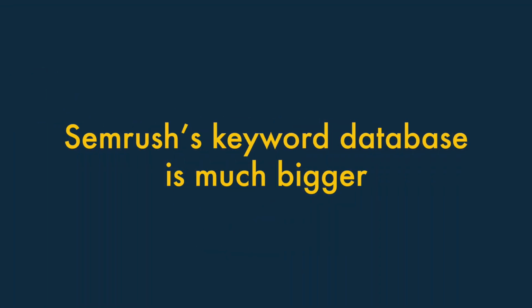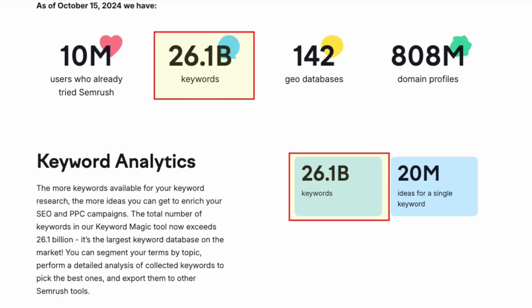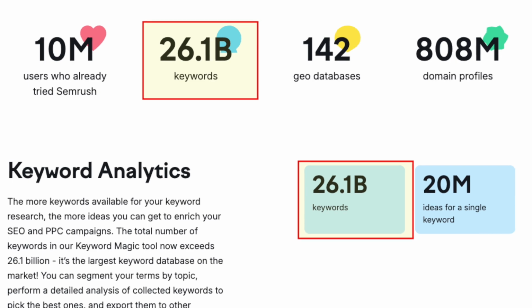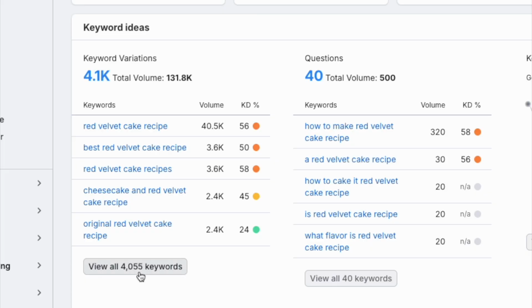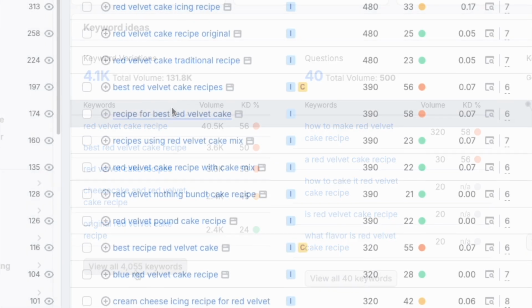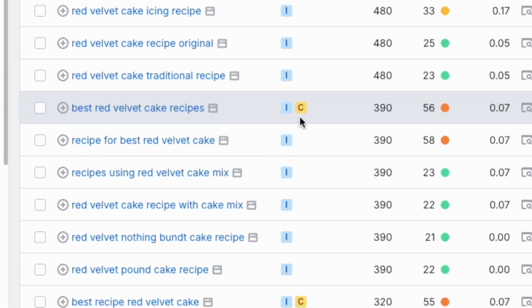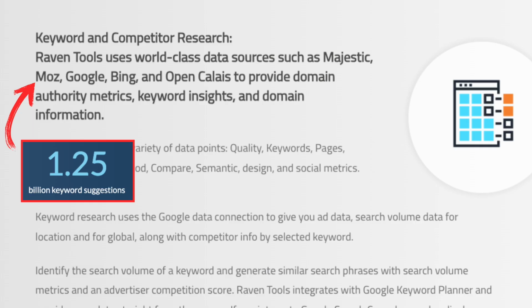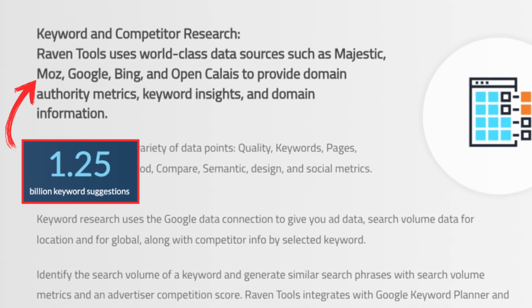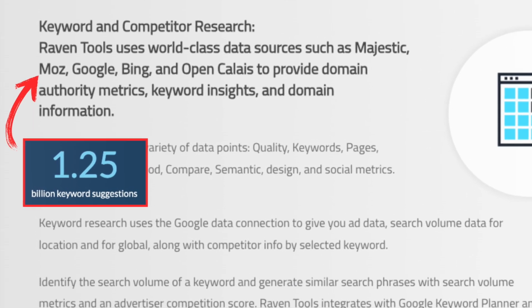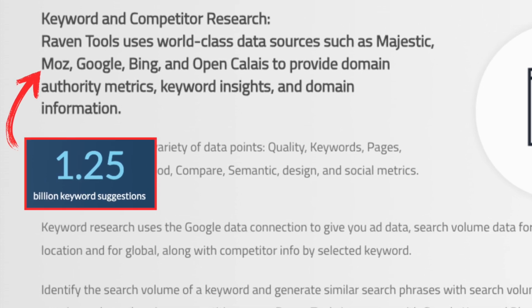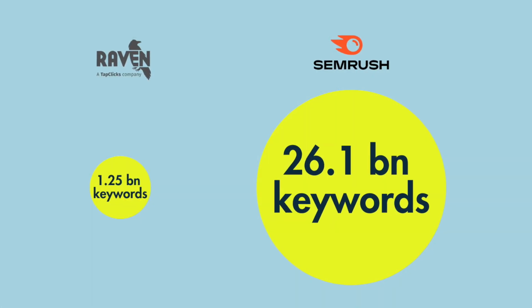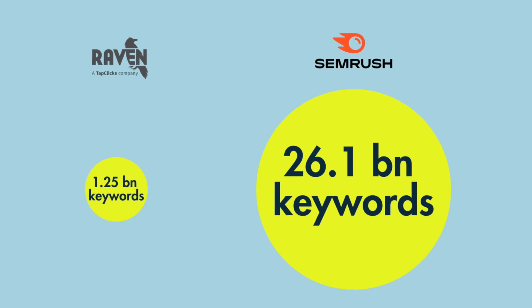2. Semrush's keyword database is much bigger. Semrush boasts a staggering 26.1 billion keywords in its database, and this huge amount of data allows for an extremely deep dive into keyword variations, search intent, and potential content ideas. By contrast, Raven Tools provides access to 1.25 billion keywords, primarily sourced from Moz. While that's a respectable number, it still pales in comparison to Semrush's offering.